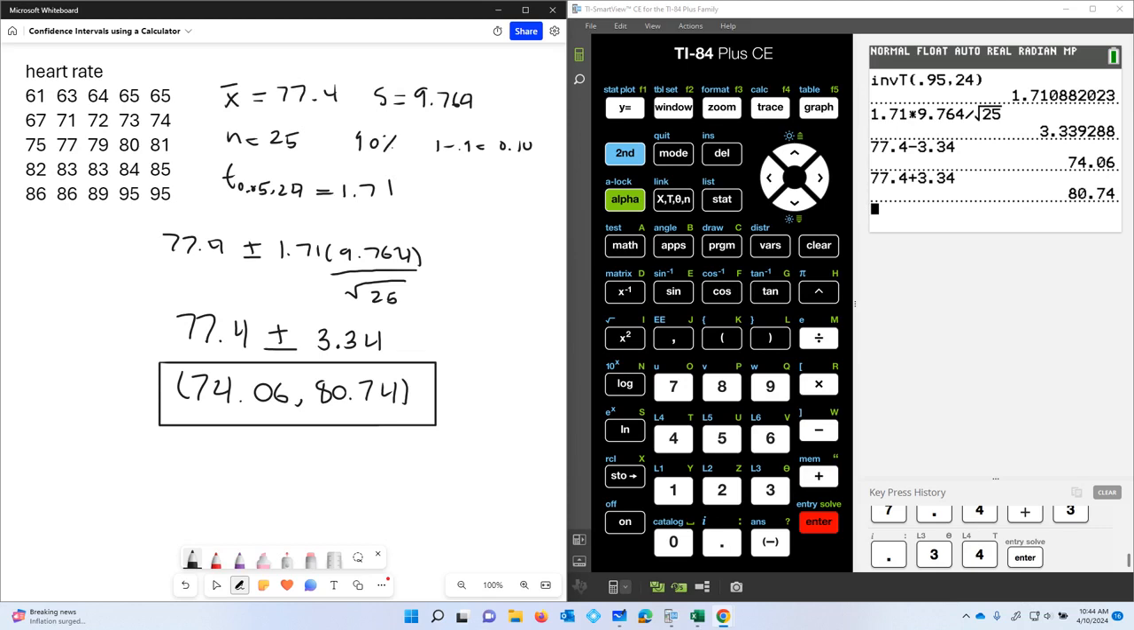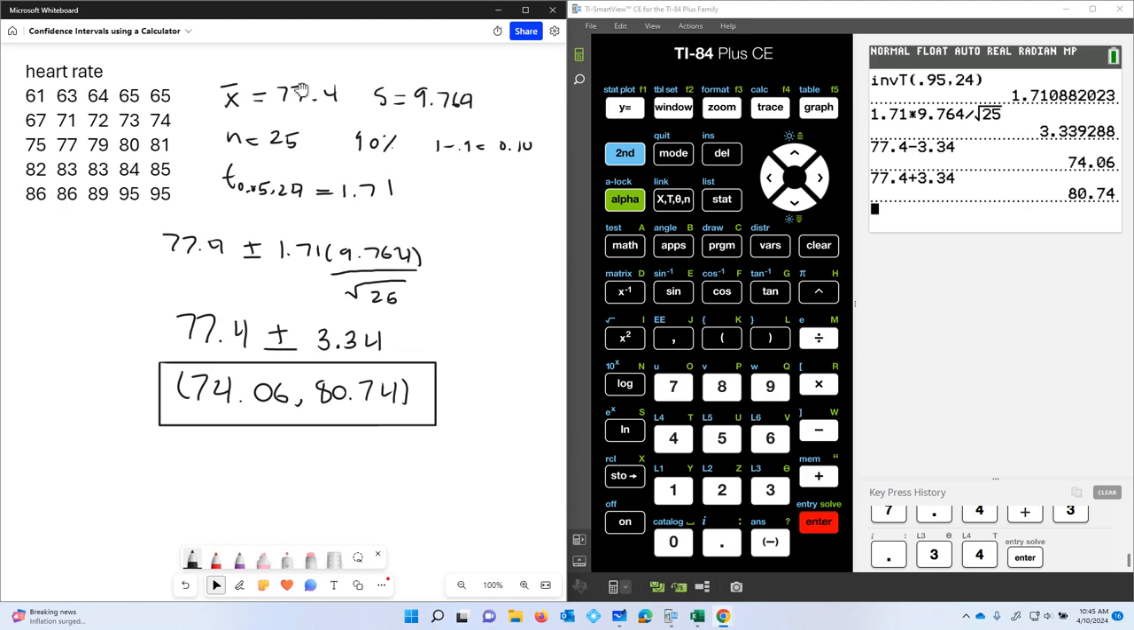And in this case, we can basically say that this gives us a good estimate, a point estimate, for the population mean of the average heart rate. And the sample size was small because the sample size was 25.